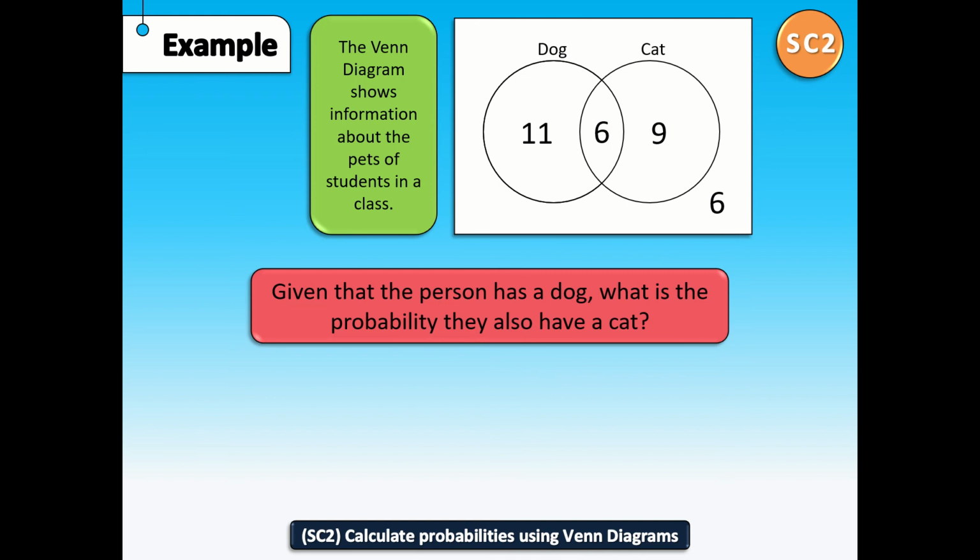This question says, given that the person has a dog, what is the probability that they also have a cat? So this is out of everyone that has a dog, so this is going to be out of 17. And what is the probability that they also have a cat? So given that they have a dog, what's the probability they also have a cat? There's 6 people who have a cat and a dog. So that's 6 out of 17.